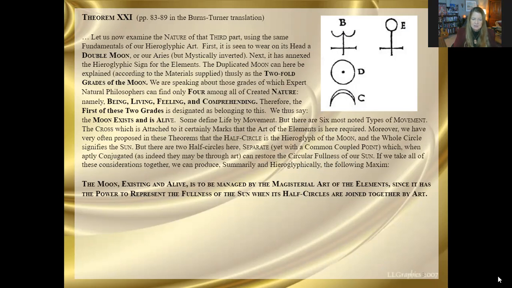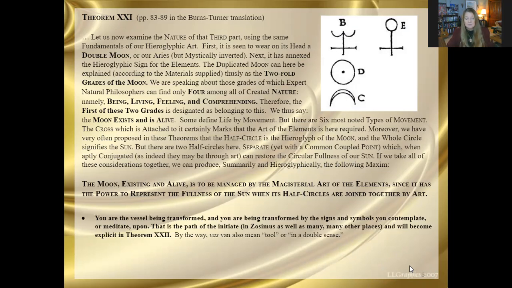All right. So what we're going to get now is a kind of course of study almost by which one can understand that. He says the moon, existing and alive, is to be managed by the magisterial art of the elements, since it has the power to represent the fullness of the sun when its half circles are joined together by art. Okay. Now it is becoming explicit. You are the vessel being transformed through all these physical alchemy metaphors. You are what is being transformed. Your dross is being burned out, that type of thing. What? By the signs and symbols that you were contemplating in his symbolic creation and resurrection of the universe in the hieroglyphic monad. That's the path of the initiate.